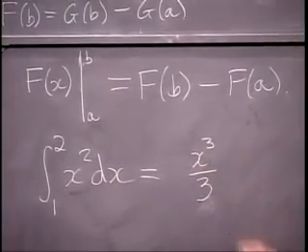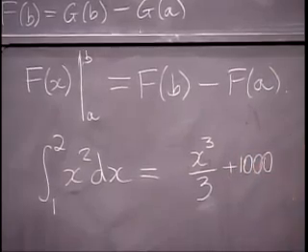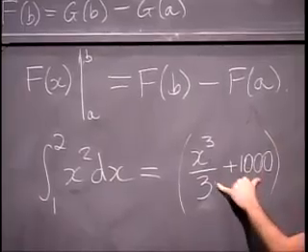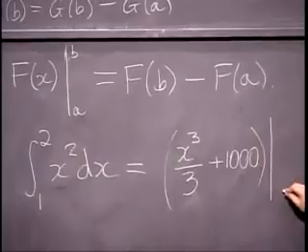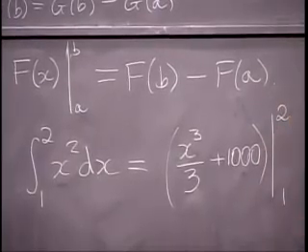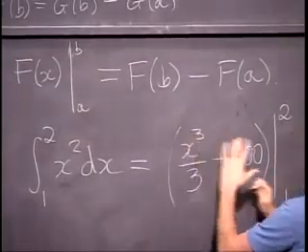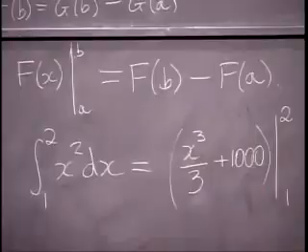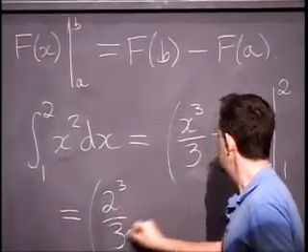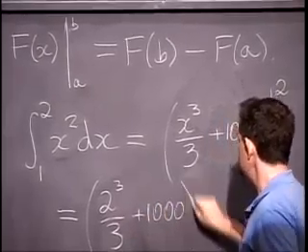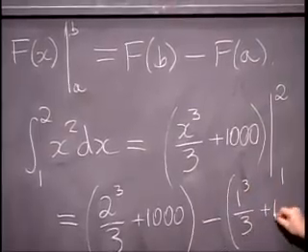But of course, this is not the only antiderivative. I'm going to choose another one by adding 1,000 to it and show you that it doesn't matter. So certainly the derivative of this is x squared. Now, according to the fundamental theorem, I need to evaluate this between 1 and 2. Okay? I need to take this expression when x is 2 and subtract the same expression but with x equals 1. So that is 2 cubed over 3 plus 1,000 minus 1 cubed over 3 plus 1,000.